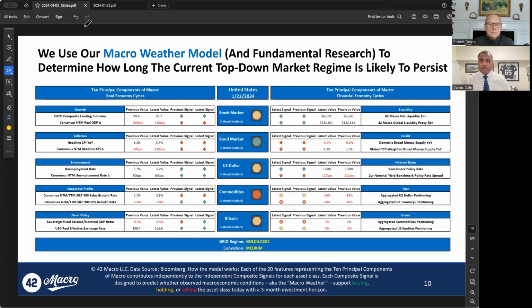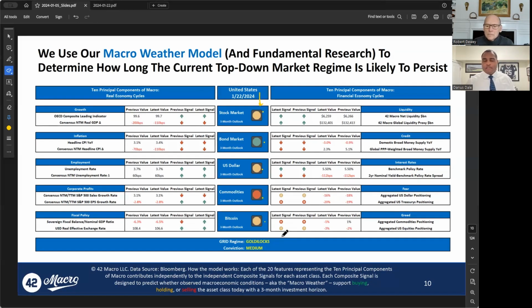What we're showing on this page is what we call our macro weather model. This model is designed to nowcast momentum across what we consider to be the principal components of macro, and it's relating that momentum back into a rolling 3-month outlook for the main asset classes. As you can see down here in the middle of the page, the stock market signal is currently neutral. The bond market signal is currently bullish. The dollar signal is neutral. The commodity signal is bearish, and the Bitcoin signal is neutral.